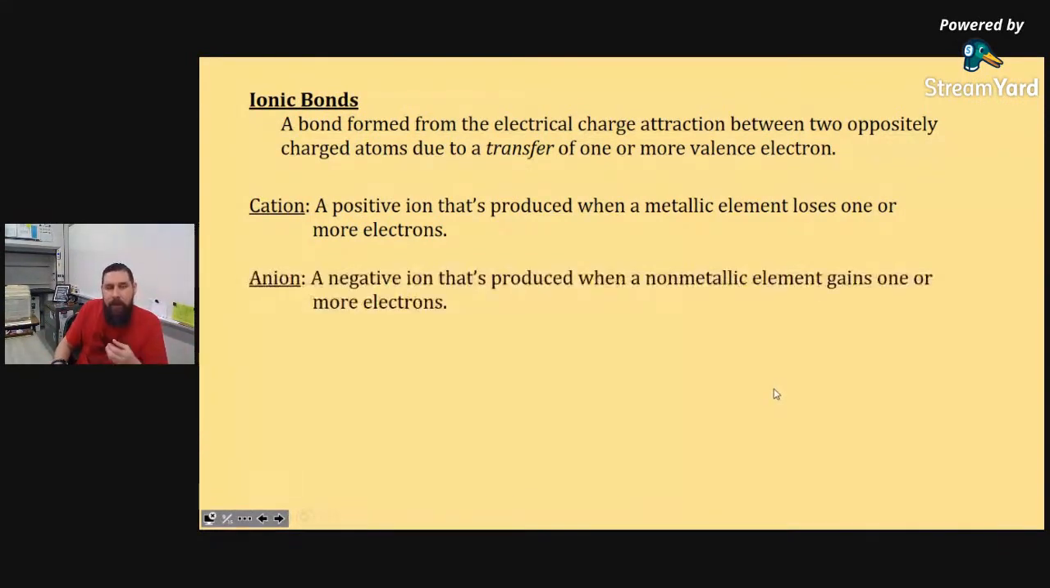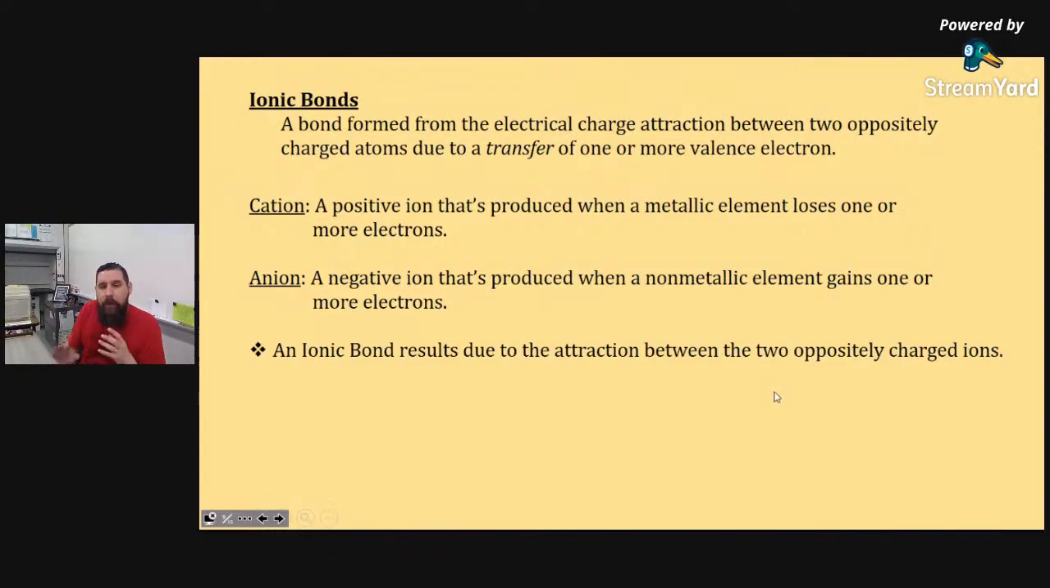Whenever I gain an electron, that's when you have what's called an anion. This is a negative ion that's produced when a non-metallic element gains one or more electrons. So if I go back to chlorine, chlorine is a non-metallic element, and it's going to want to gain that electron. And when it does, now I'm going to have more electrons surrounding the nucleus than I have protons in the nucleus. So as a result, I get a negative charge. So it is that ionic bond that ends up resulting due to the attraction between the positively charged cation and the negatively charged anion.